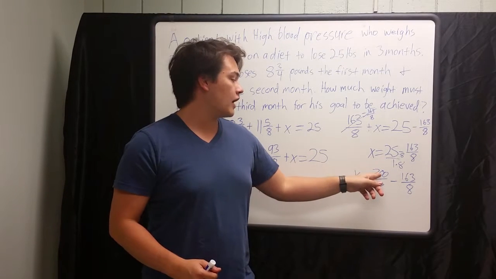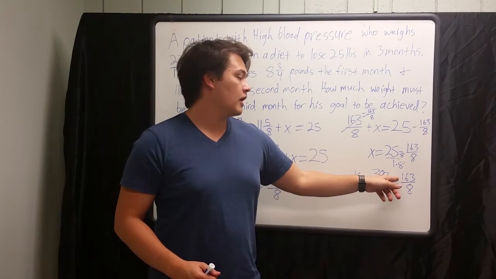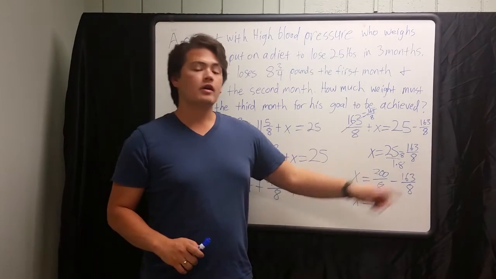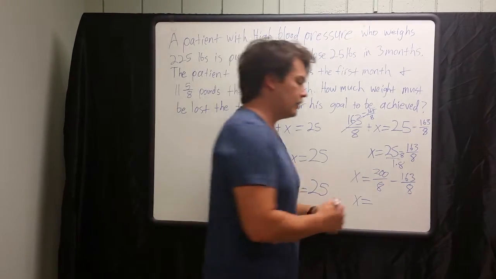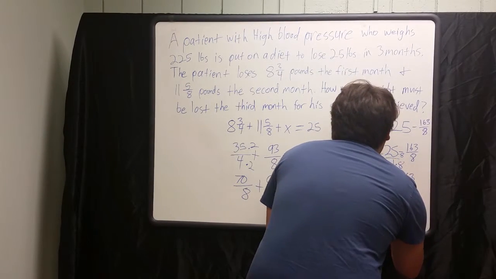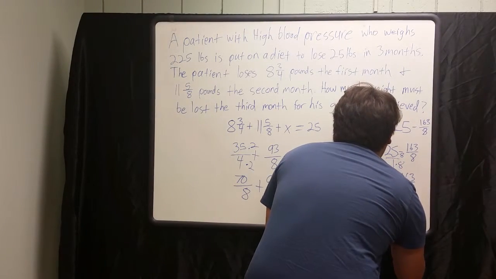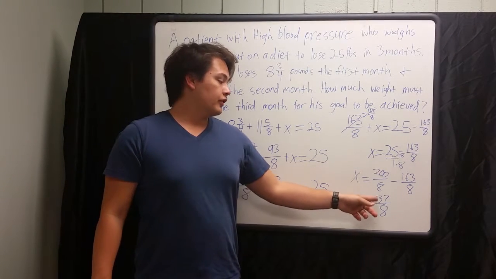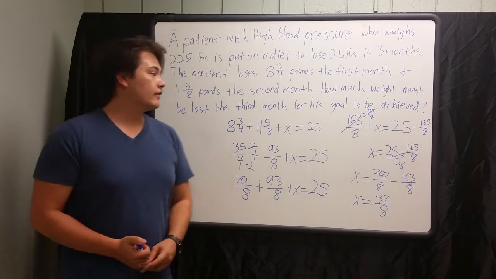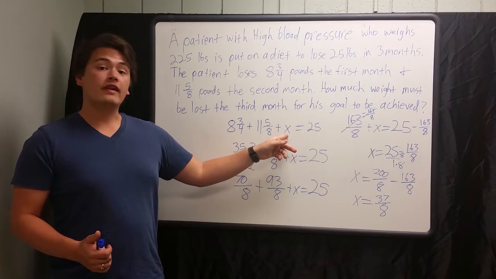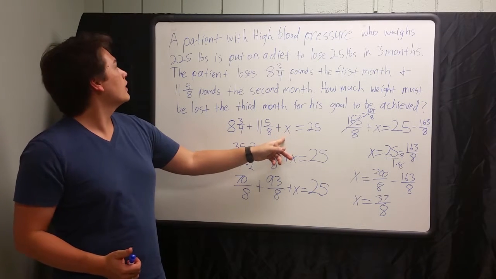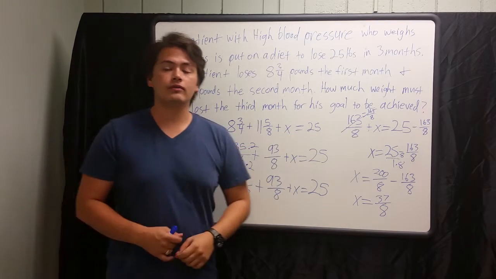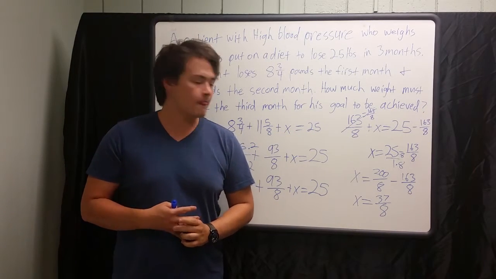So now we're going to subtract 200 minus 163. 200 minus 163 is going to give us 37 over 8. So x equals 37 over 8. And that's how much extra weight the patient needs to lose in order to reach his goal of 25 pounds.